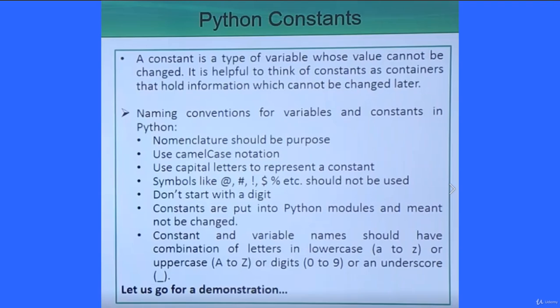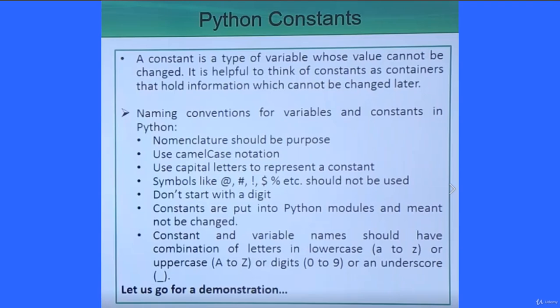Symbols like @, hash, exclamation, dollar, percentage, etc. should not be used. Don't start with a digit, that is very common. In the previous video also we have shown you that 1variable is not a valid variable name, but variable1 is a valid variable name. Constants are put into function modules and are meant not to be changed. As I discussed earlier, the constants cannot be changed later on.